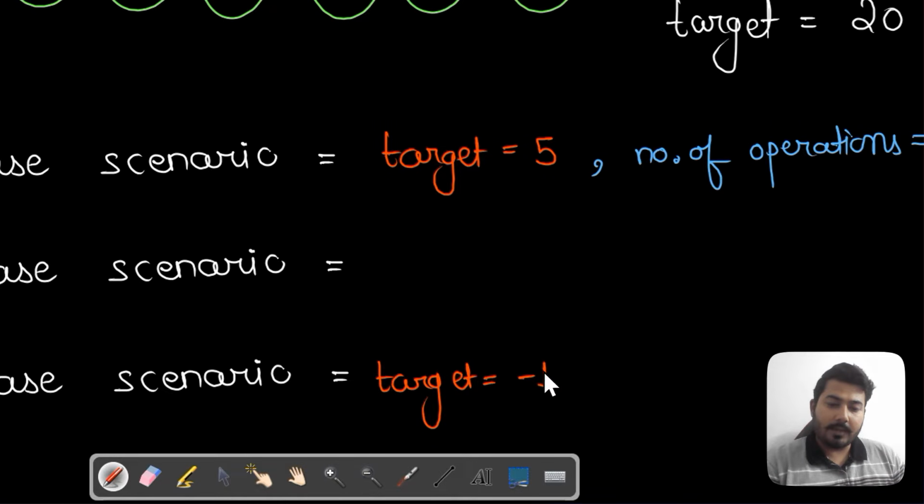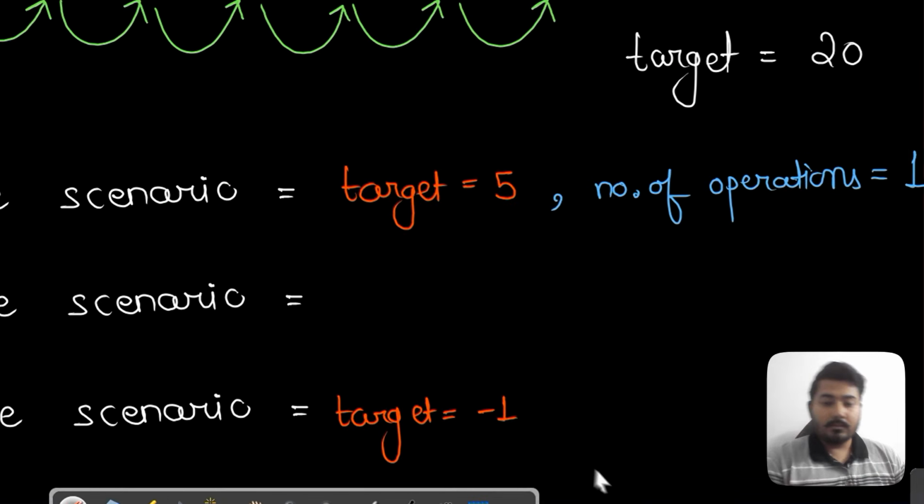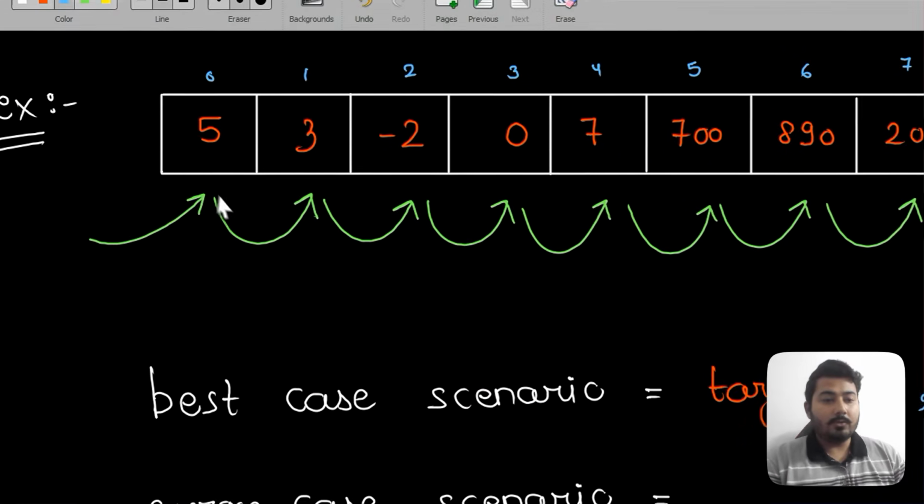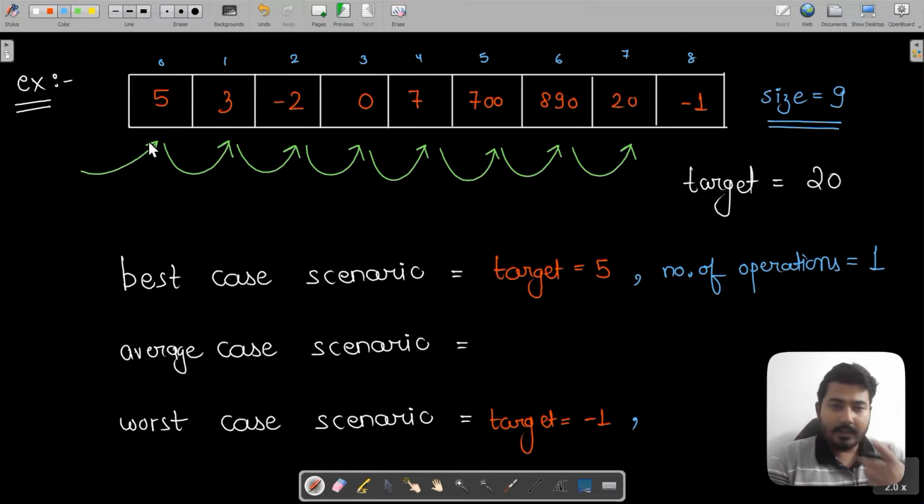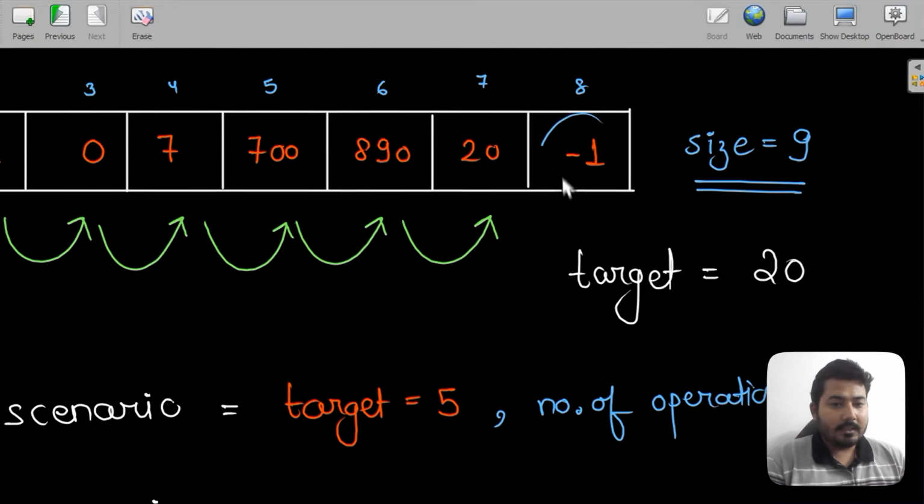What about this one? Let's suppose your target is -1. Then what? Then you will again start from the very beginning. The process will always remain the same. You will start from the very beginning. You will check if your current value is equal to your target. It is not. You will go to the next one, and the next one, and the next one. You will keep on going exactly like this till the very end.